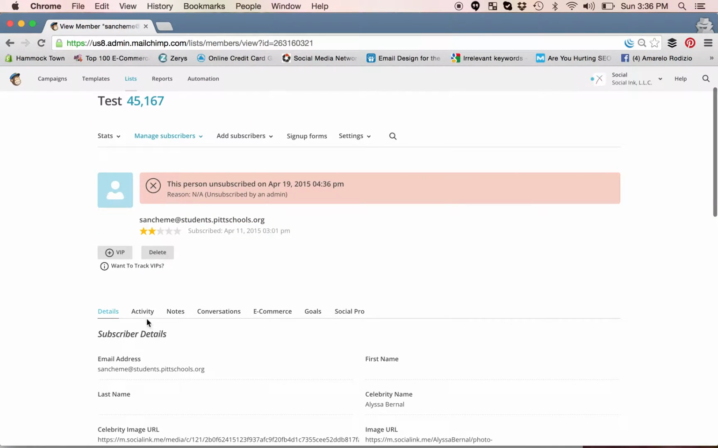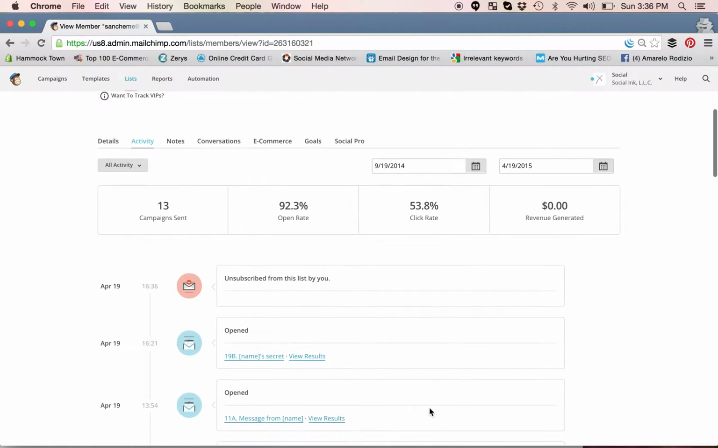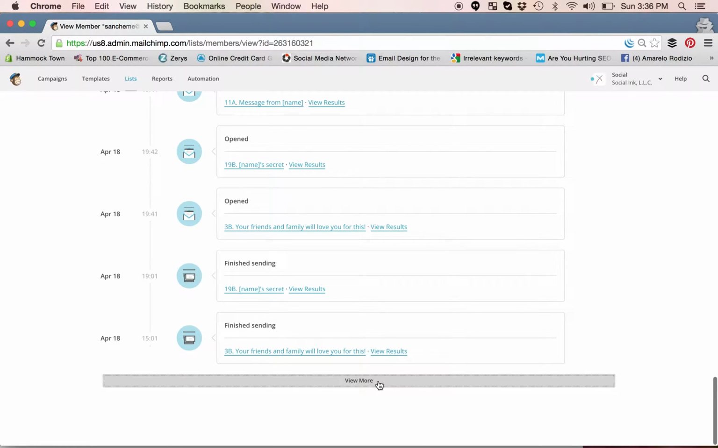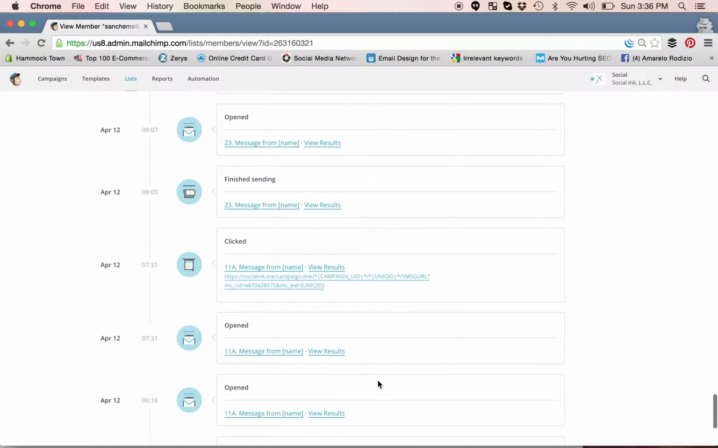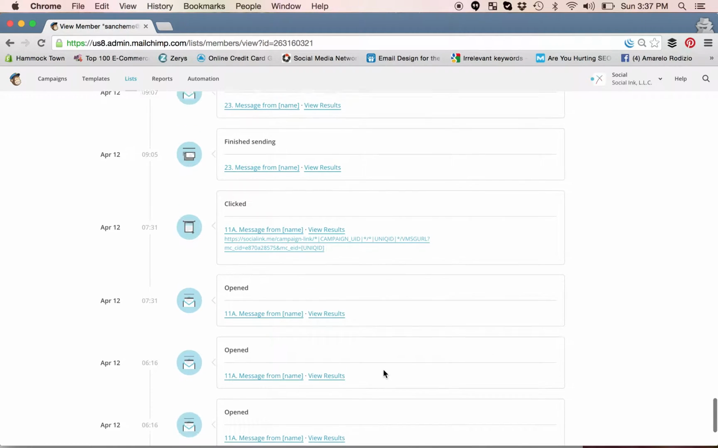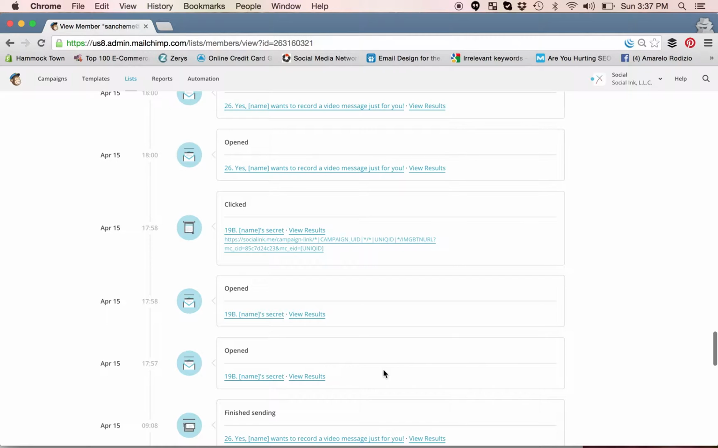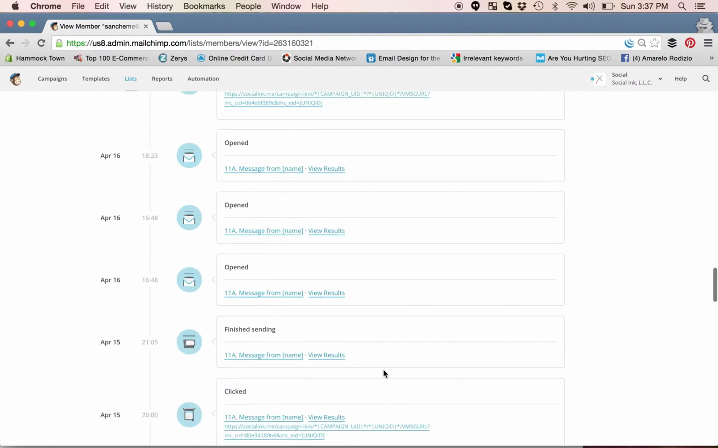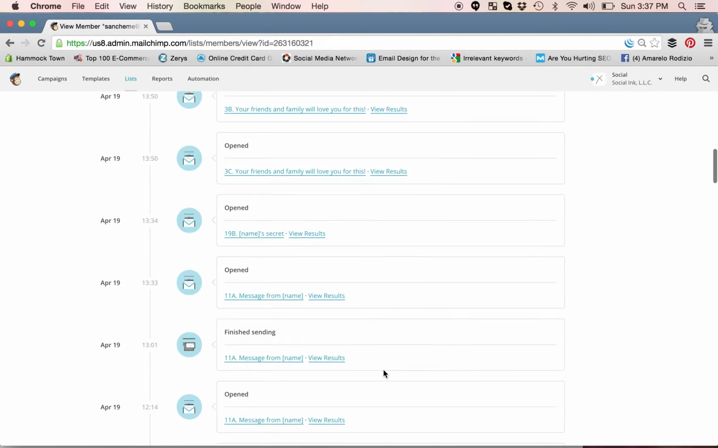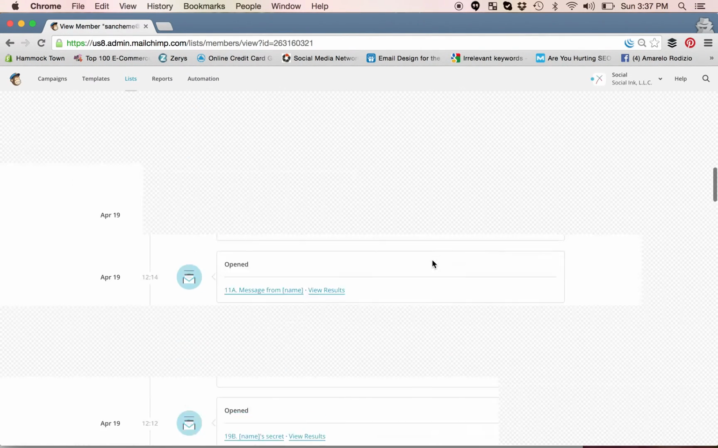Now, since I'm a nerd, I always like to look at their activity, what went on, and try to find a reason why the subscriber left and what the history was. This one opted in on the 11th. You got quite a few messages here. It looks like 2, 3. So we sent a pretty good amount of emails in a short period of time, in a week.